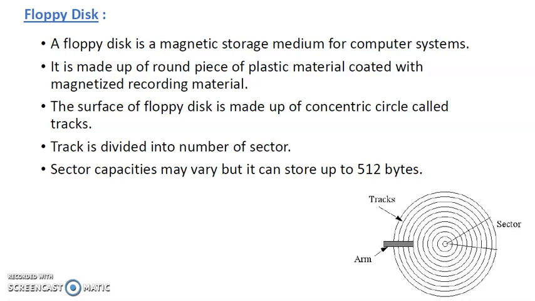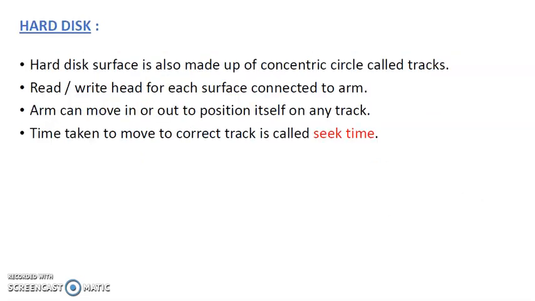And in your diagram, you see the arm. What is the meaning of arm? It moves the head to the specific track. Okay, this is all about the floppy. Now the second one is the hard disk. Like the floppy disk, the hard disk surface is also made up of concentric circles called tracks. It also has a read and write head for each surface, which is connected to the arm. The arm can move in or out to position itself on any track.